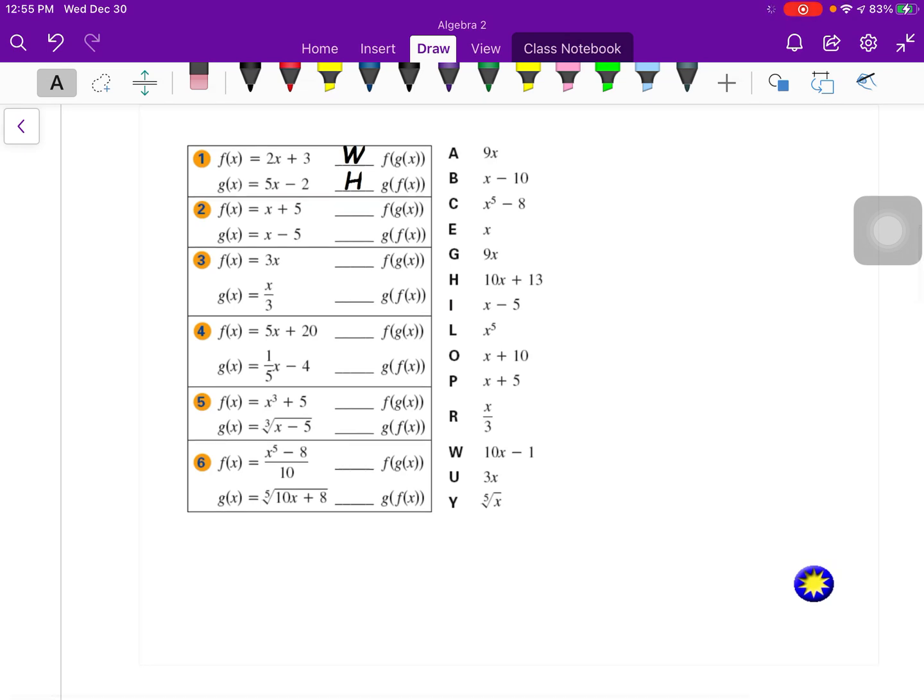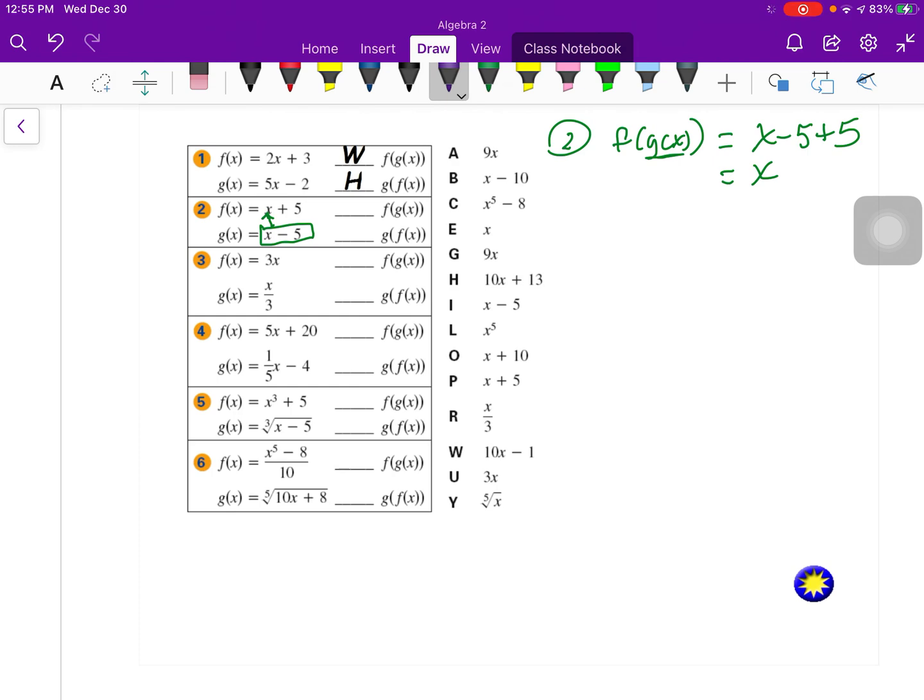All right, let's try this. What we're supposed to do is f of g of x and then g of f of x. So if I do number 2, if I do f of g of x, I see that g of x is inside. So I take the g of x function and put it into the x of the f function. So it would read x minus 5 plus 5, which is x.